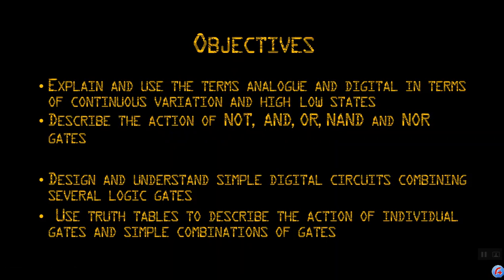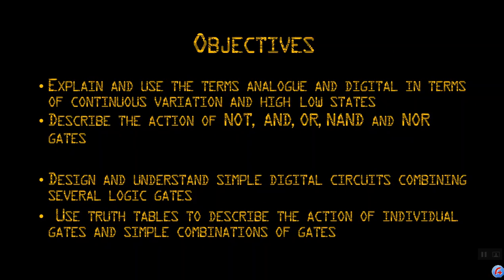Explain and use the terms analog and digital in terms of continuous variation in high and low states. Describe the action of a NOT, an AND, a NAND, and a NOR gate. Design and understand simple digital circuits combining several logic gates, and use truth tables to describe the actions of individual gates and simple combination of gates.